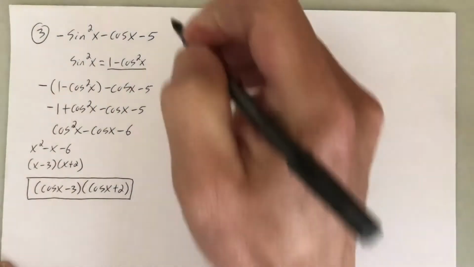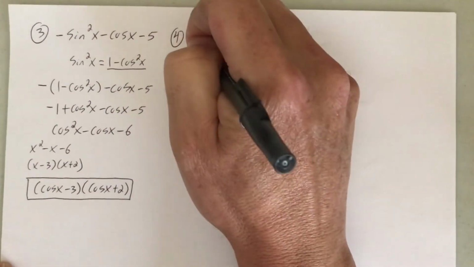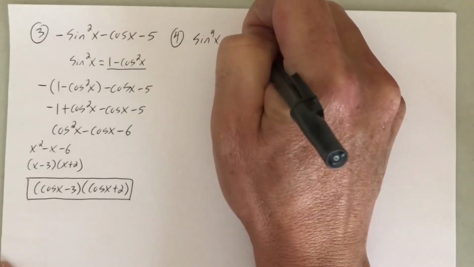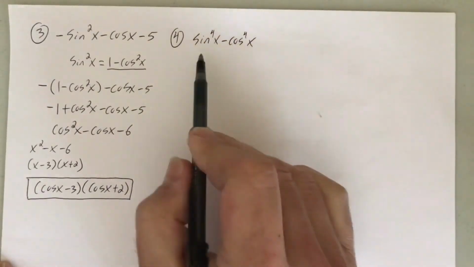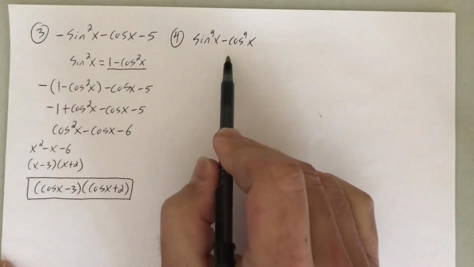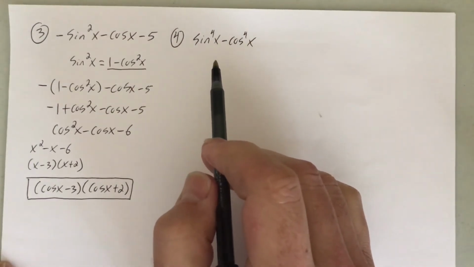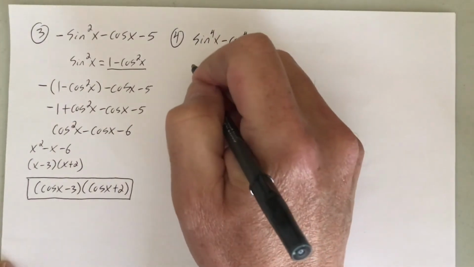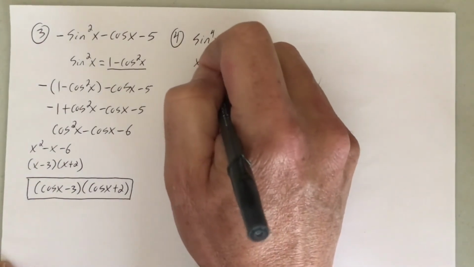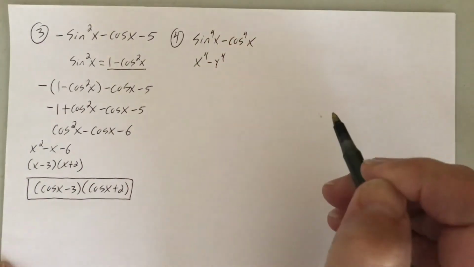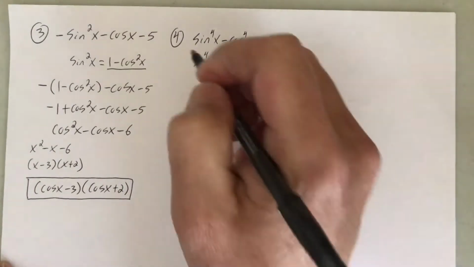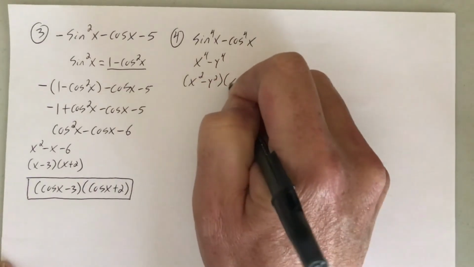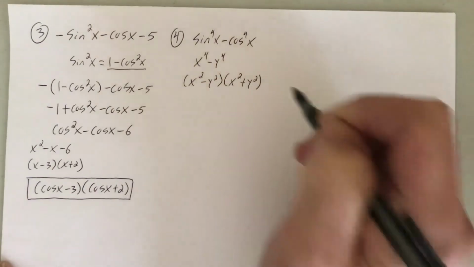All right, so let's take a look at number 4. So we have sine to the 4th x minus cosine to the 4th x. Now looking at this, hopefully you recognize the difference of squares. These two are both perfect squares. In other words, it would look something like x to the 4th minus y to the 4th. If you were to factor that, that would give you x squared minus y squared times x squared plus y squared.